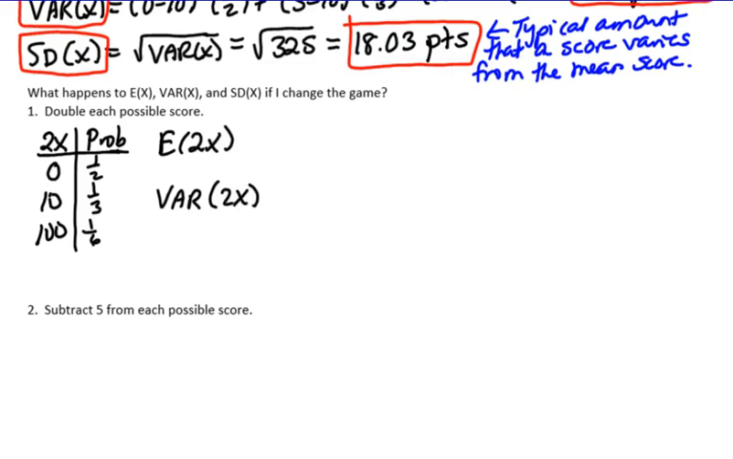So I'm going to go ahead and pause the video and calculate those. Think about what you think is going to happen when I find the mean, the variance, and the standard deviation of 2x. How is that going to affect those quantities if we double all of the values?